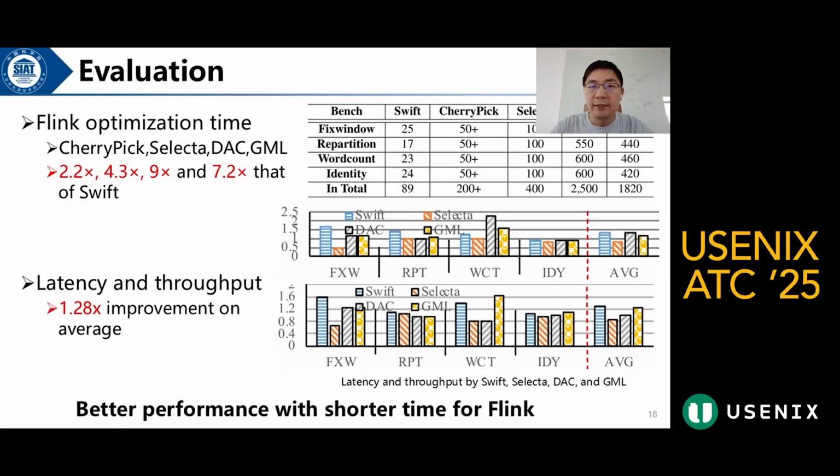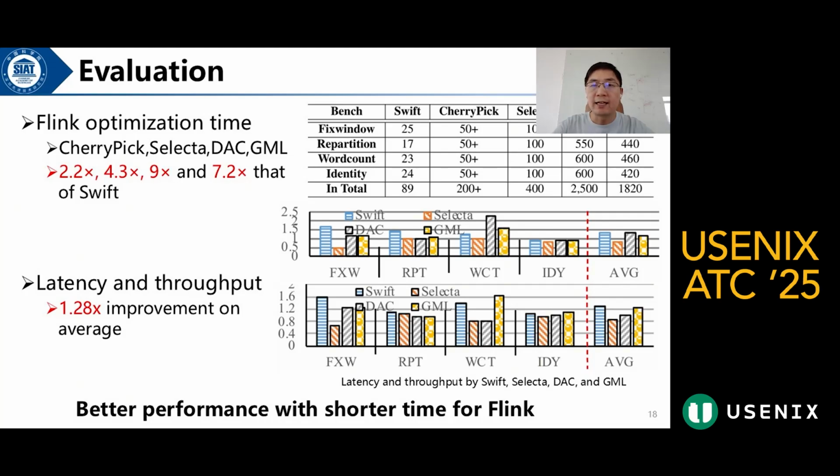Then we use Flink stream benchmarks and compare Swift with cherry pick, select DAC and GML. From the table, we observe that the optimization times of the other methods are 2.2, 4.3, 9, and 7.2 times that of Swift. That is to say, Swift tunes the parameters much faster than other methods.